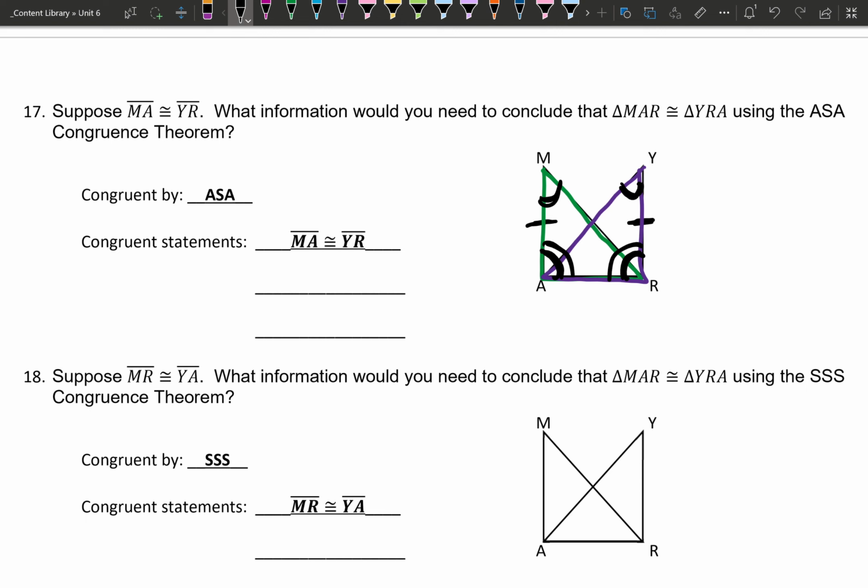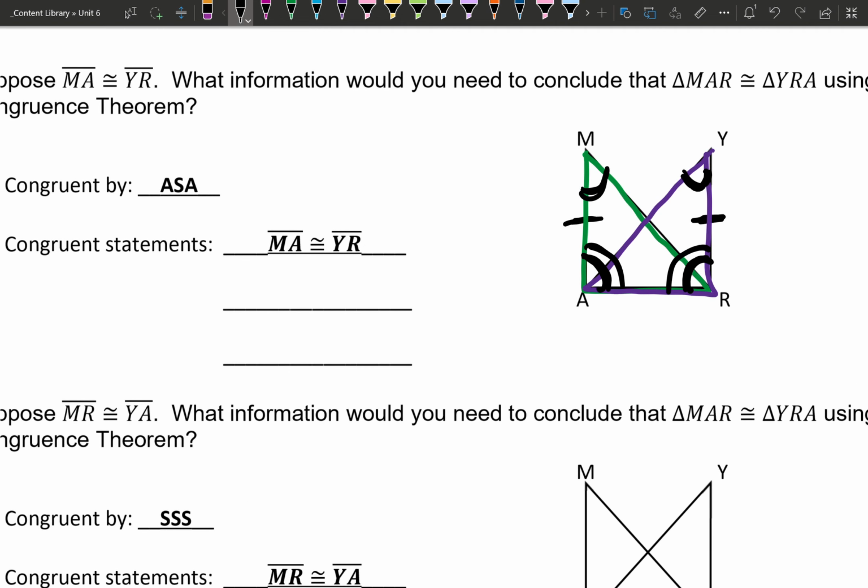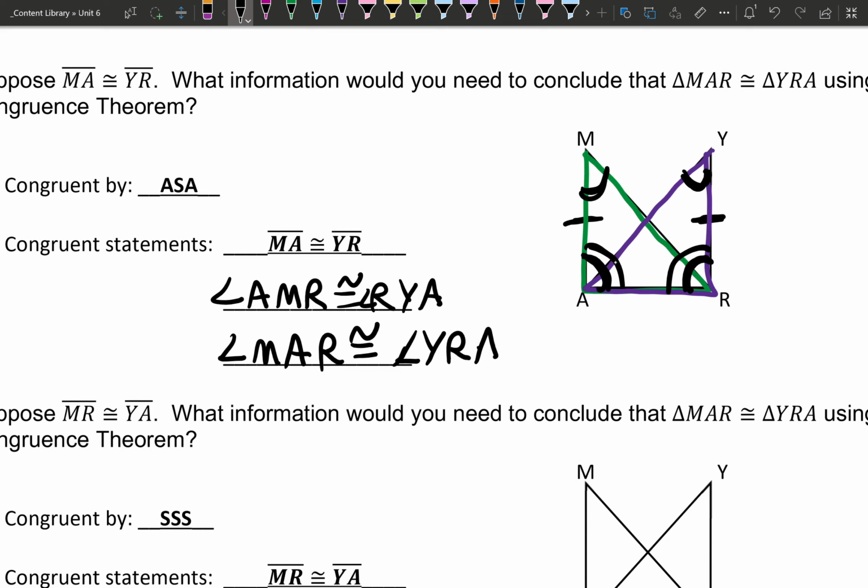All right, so for the single ones, I'm going to call the one on top angle AMR. And for the single on the Y, I'm going to call it angle RYA. Forgot the angle symbol. There it is. Now let's do the double angles. The one with an A in the middle, I'm going to call angle MAR. And the one with an R in the middle, I'm going to call angle YRA. Remember, you could have had those outside letters switched as long as A and R are in the middle to indicate those two angles.